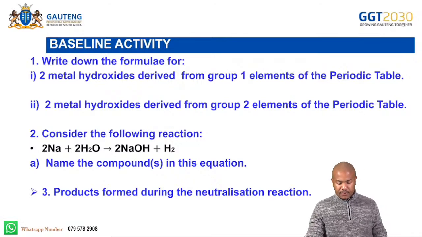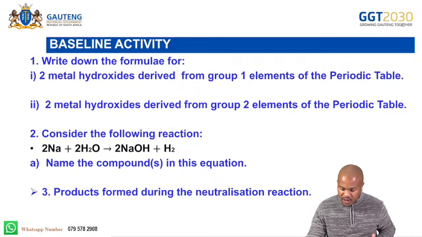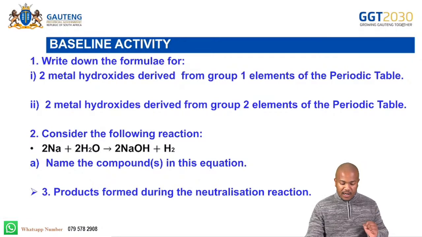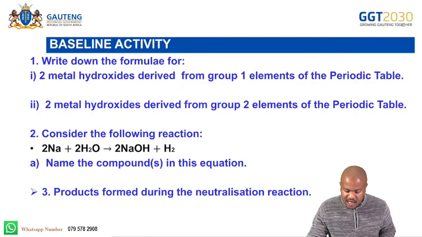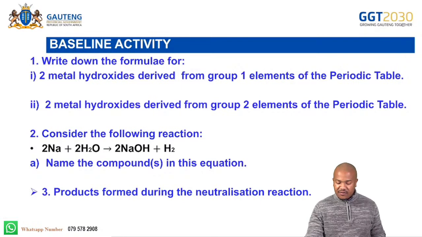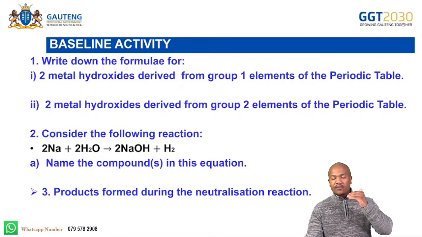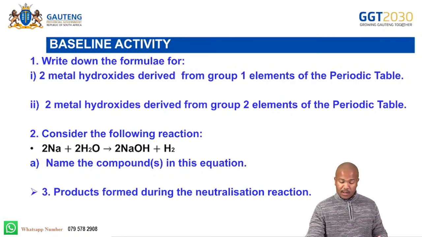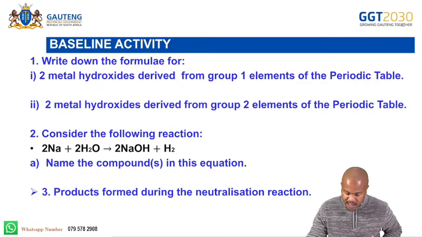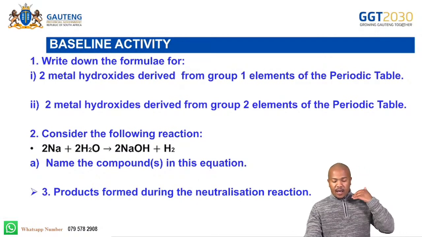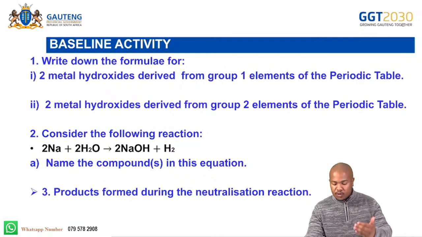Number 1, write down the formulae for number 1A, two metal hydroxides derived from group 1 elements of the periodic table. Two metal hydroxides derived from group 2 elements of the periodic table.